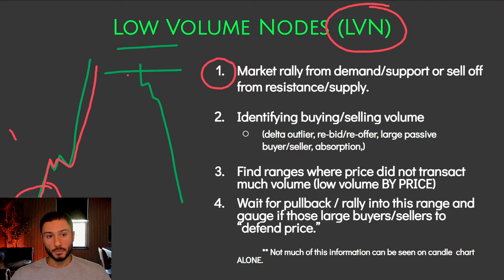And flip it to the sell side, if the market sells off from a level of supply, it validates that sellers are willing to sell at, let's just say, higher prices, and they bring the market down much lower.